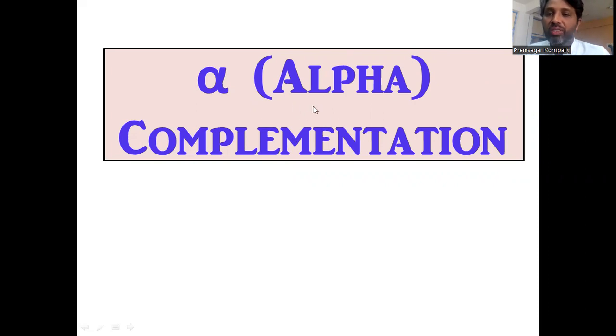In today's episode, I'm going to talk about alpha complementation. It is also called blue-white screening. Let me define what alpha complementation is.